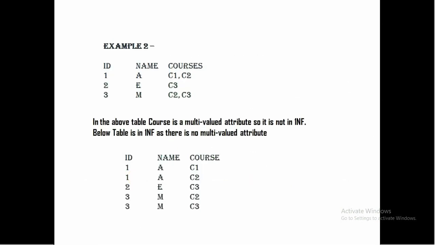Another example. In this table, course is a multi-valued attribute, so it is not in 1NF. The below table is in 1NF as there is no multi-valued attribute. Here ID 1A, course C1, another 1A C2, 2E C3, 3M C2, 3M C3. This table is in 1NF.